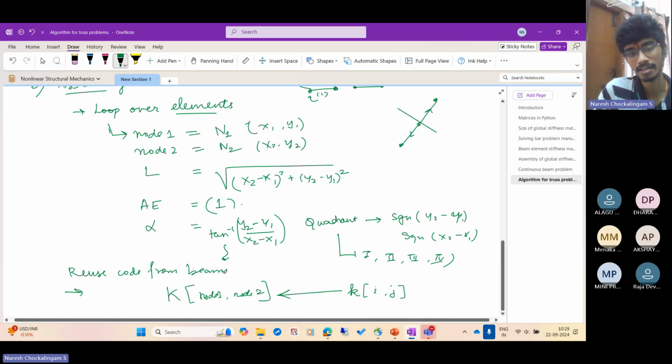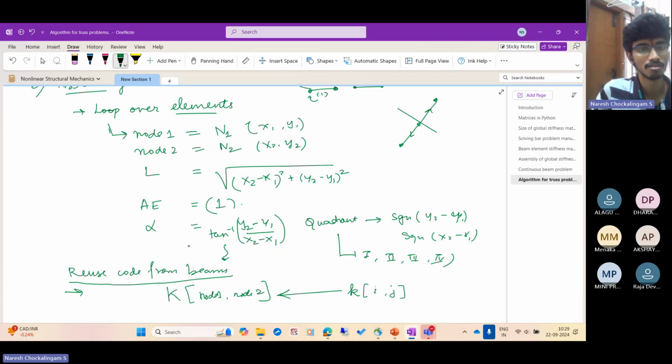Why? Only the type of the degree of freedom has changed, but the number of degrees of freedom is the same as what we had in beam elements. So that also has 2 degrees of freedom per node. This also has 2 degrees of freedom per node. Only the entries will change, but this relationship between local and global will not change.